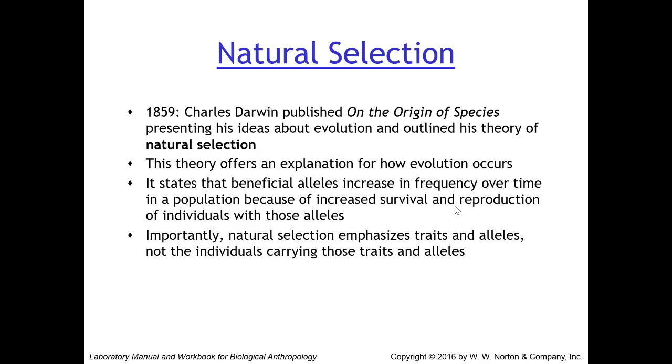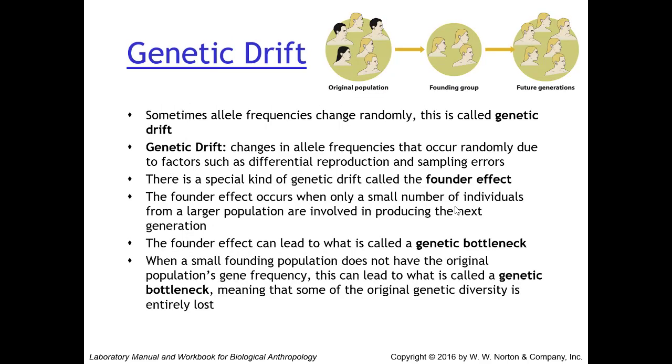Important to know is that natural selection emphasizes traits and alleles, not the individuals carrying those traits and alleles. Those advantageous traits are going to be successfully reproduced and then passed on to the next generations. All right, so that's natural selection. Then we've got genetic drift. Sometimes allele frequencies will change randomly, and this random change is known as genetic drift.